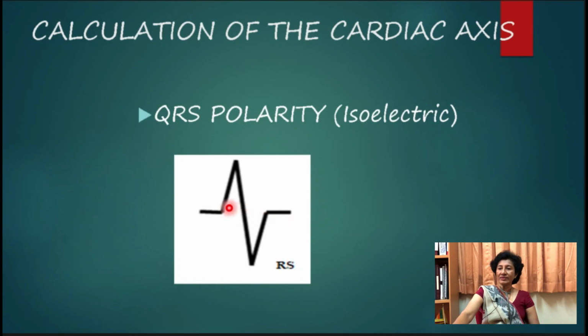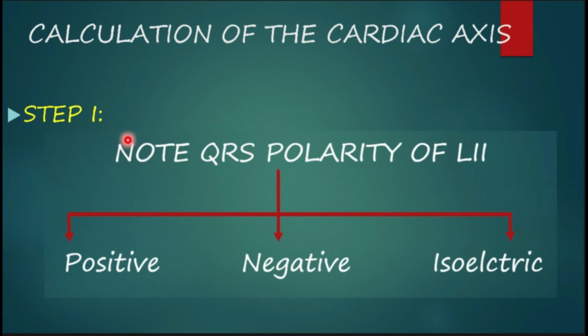In this slide, you can see a QRS complex in which the amplitude of the R wave is equal to the amplitude of the S wave. This is termed capital R capital S complex. In this complex, the vector is 0 and this is called an isoelectric QRS complex. Now you learnt about polarities of QRS complexes by using lead 1, 2, 3 or aVF. You can calculate the cardiac axis.